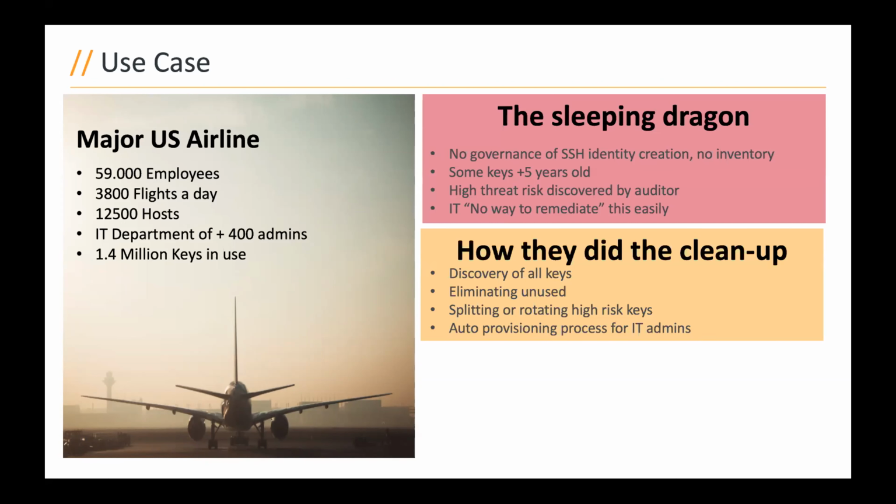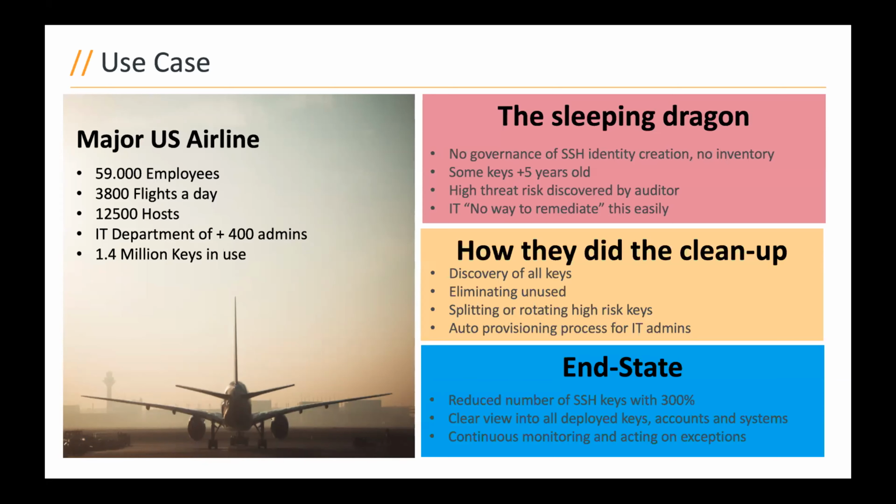And so what they did is they discovered it. They start eliminating unused keys. They start splitting and rotating, and then they start building an auto provisioning process. And so the end state after this is they reduced the number of keys initially. It grew back, but in a much controlled way. But now they have a continuous view of all the keys, the accounts, the systems, and so on and so forth.